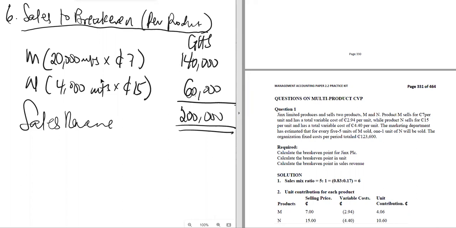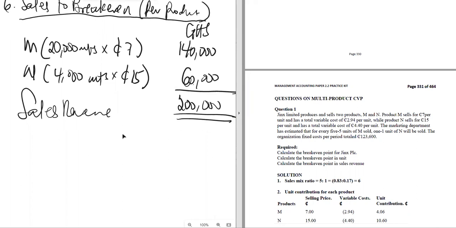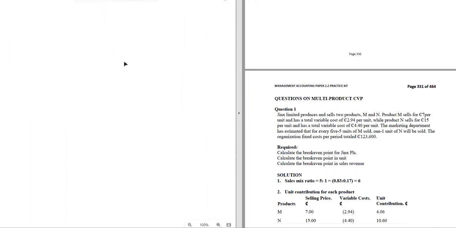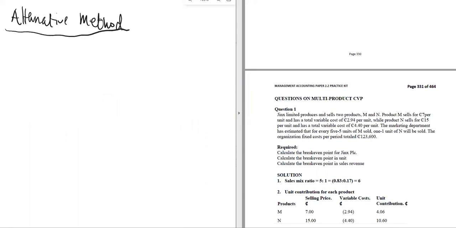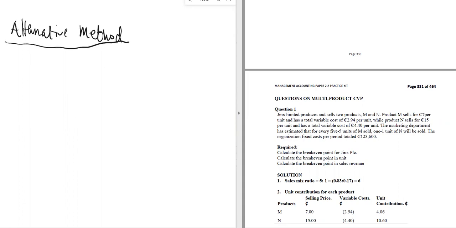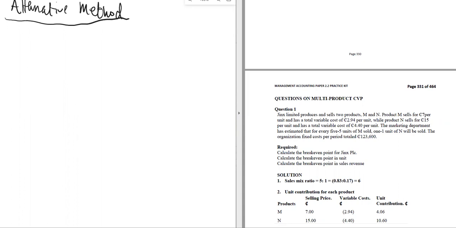But then there's another scenario or another way you can solve this question, that is using the contribution to sales ratio approach. Is that okay? So this is alternative or method 2. Okay, so you have to know both. The reason is that some questions will not allow you to use the first one, but I always prefer the first one I just taught you. You get the idea. So the alternative method is that first I need to determine my contribution to sales ratio.